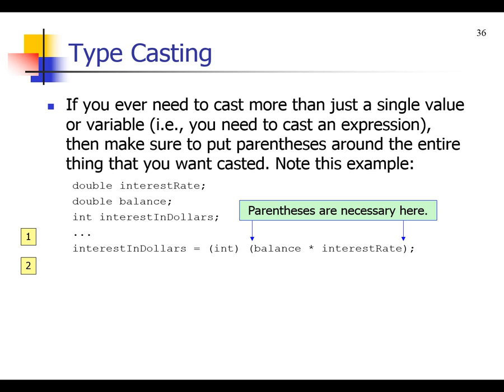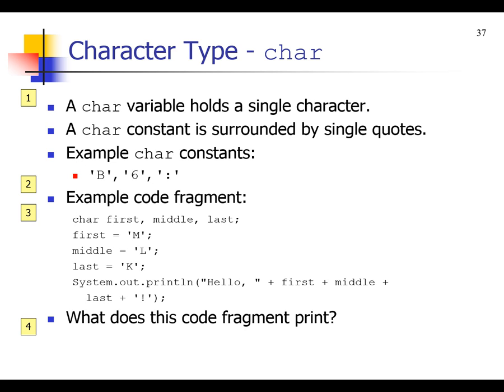Now, if I'm trying to do a multiplication, the balance times the interest rate to get a figure, and then typecast it into an int to store it in interest dollars, I have to do this calculation first, so you have to store it in parentheses. Does that make sense?